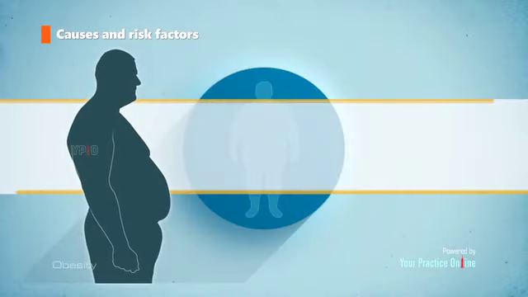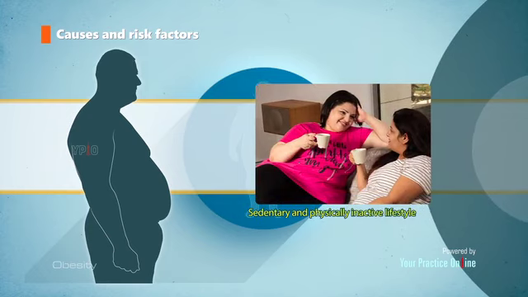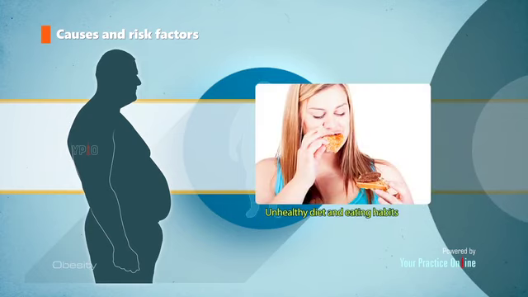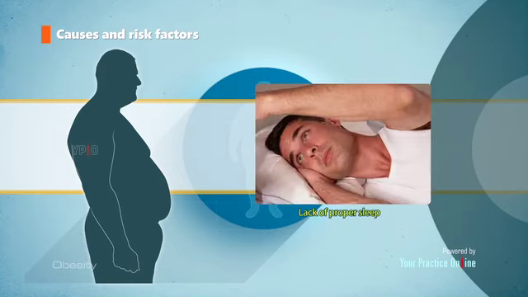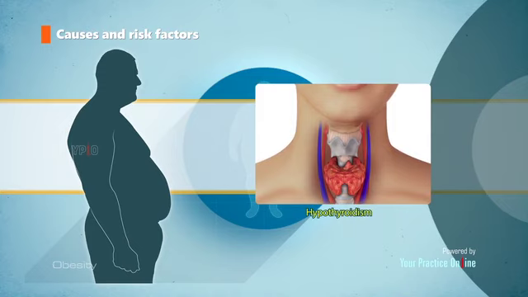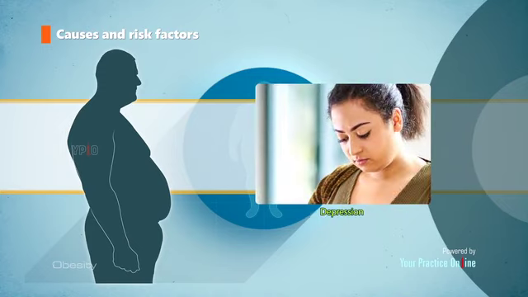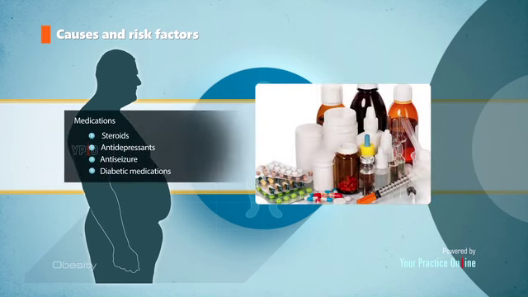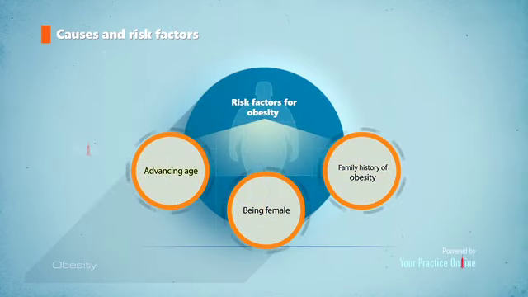The most common causes of obesity include sedentary and physically inactive lifestyle, unhealthy diet and eating habits, pregnancy, lack of proper sleep, disease conditions such as hypothyroidism and depression, medications such as steroids, antidepressants, anti-seizure and diabetic medications. Risk factors for obesity include advancing age, being female, and a family history of obesity.